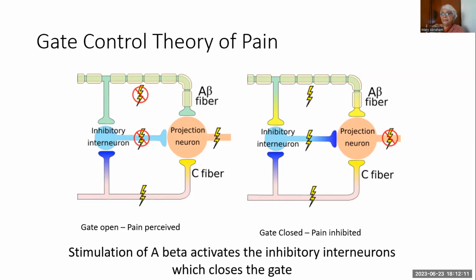Okay, is that clear? Exactly. The second picture is what I also brought because it's explaining clearly how the A beta fiber stimulation gets the gate closed and the pain is not perceived. So these are exactly all as Madam said.